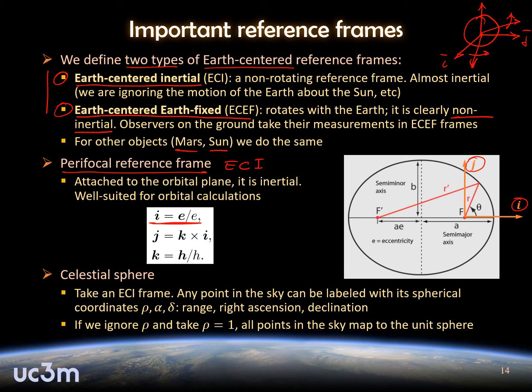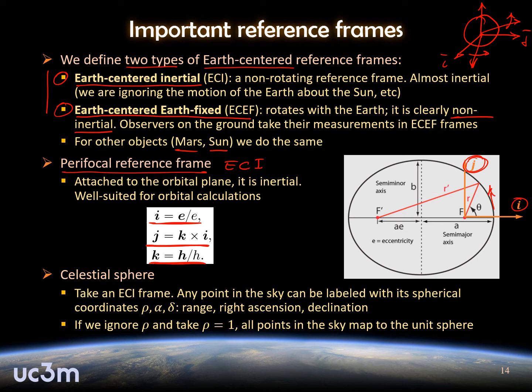So we can use the eccentricity vector to find it, just normalizing it. The K vector points in the direction of the angular momentum vector. So it's always perpendicular to the orbital plane and oriented such that the body in the orbit rotates according to the right-hand rule. And finally, the J vector follows from this cross product and it points in this direction, as you can see in the diagram. So in this case, the body is moving in this direction.